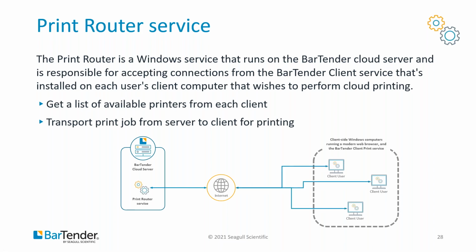And its job is, from the server side, to communicate down and make a connection with client users. So on the on-premise locations where the people are located on their workstation devices, accessing perhaps print portal for printing, the print router service provides that connection with that cloud server down to those client users. Its job is to get a list of the available printers and provide the list of available printers to each of the clients, and also as a mechanism for transporting the print job from the server down to the client.